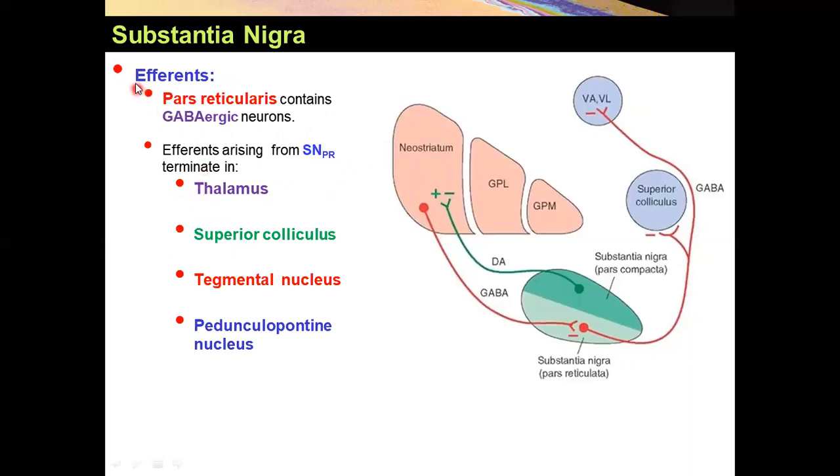Okay, in the Substantia nigra efferents, pars reticulata contains GABAergic neurons, and the efferents arising from the SNPR here terminate in the thalamus, superior colliculus, tegmental nucleus, and the pedunculopontine nucleus. Look at the superior colliculus, the thalamus.